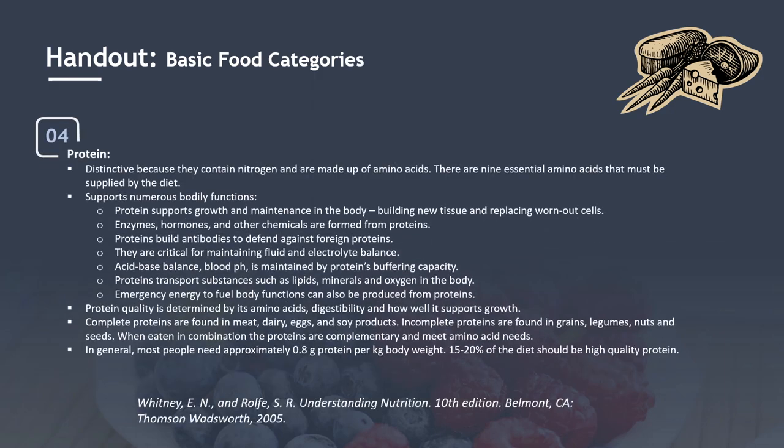4. Protein. Distinctive because they contain nitrogen and are made up of amino acids. There are 9 essential amino acids that must be supplied by the diet. Supports numerous body functions. Proteins support growth and maintenance in the body, building new tissue and replacing worn-out cells. Enzymes, hormones, and other chemicals are formed from proteins. Proteins build antibodies to defend against foreign proteins.